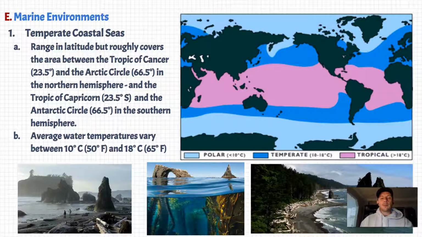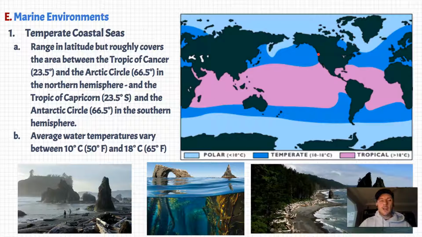And so average water temperatures vary, but it's in a range in these temperate coastal seas, and the average water temperature is between 10 degrees to 18 degrees Celsius, or 50 to 65 degrees Fahrenheit for us. So it's cold, right? It's cold water. You need a wetsuit to get into it. When it gets up to about 65 here, where we are in Tillamook, it's pretty rare.